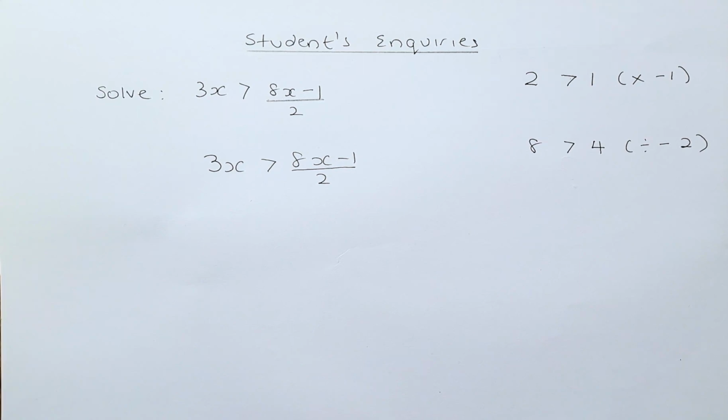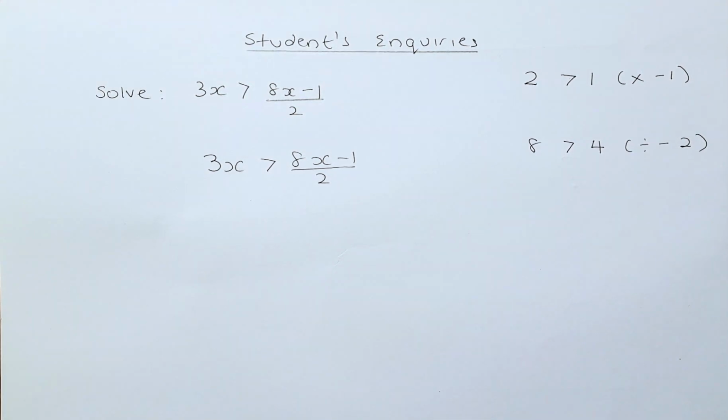This type of question is very common in NCEA level 1 as well as NCEA level 2. To do that, we treat the inequation as though it is the equal sign. We solve as though it's the equal sign. The only time we change the symbol is when we divide or multiply by a negative number.